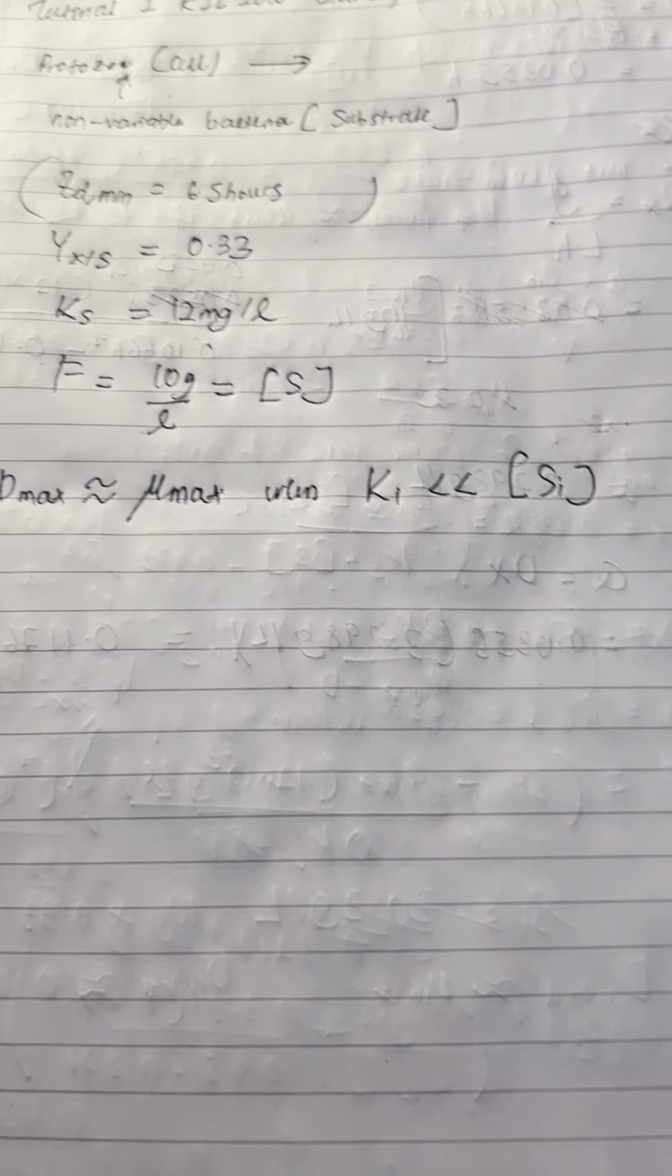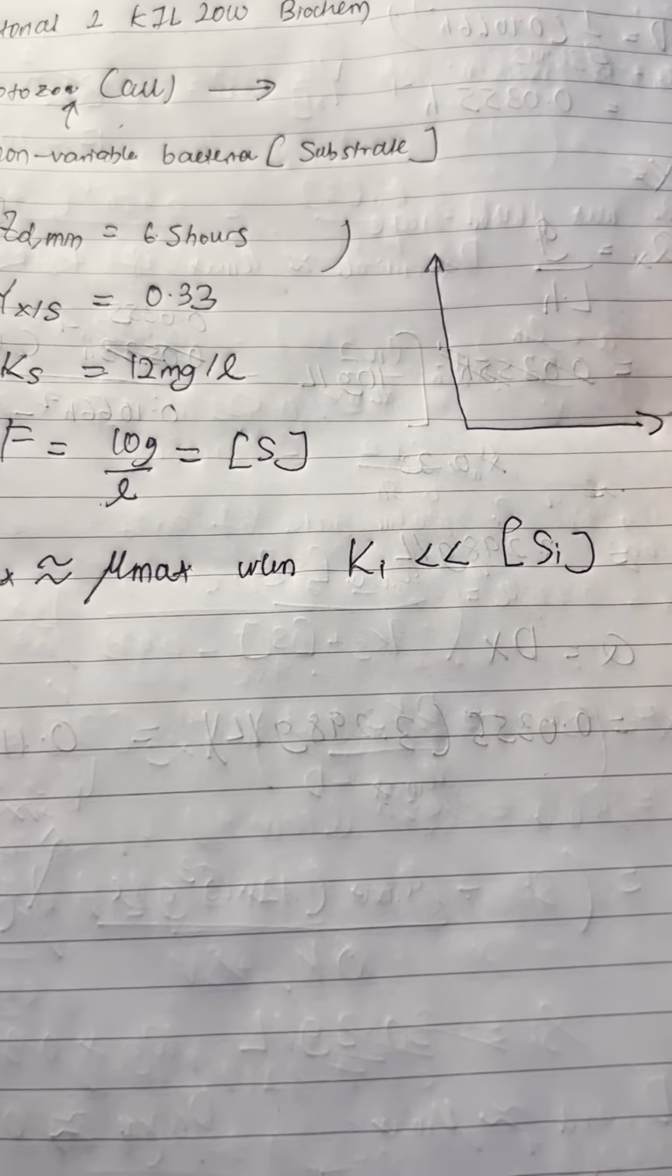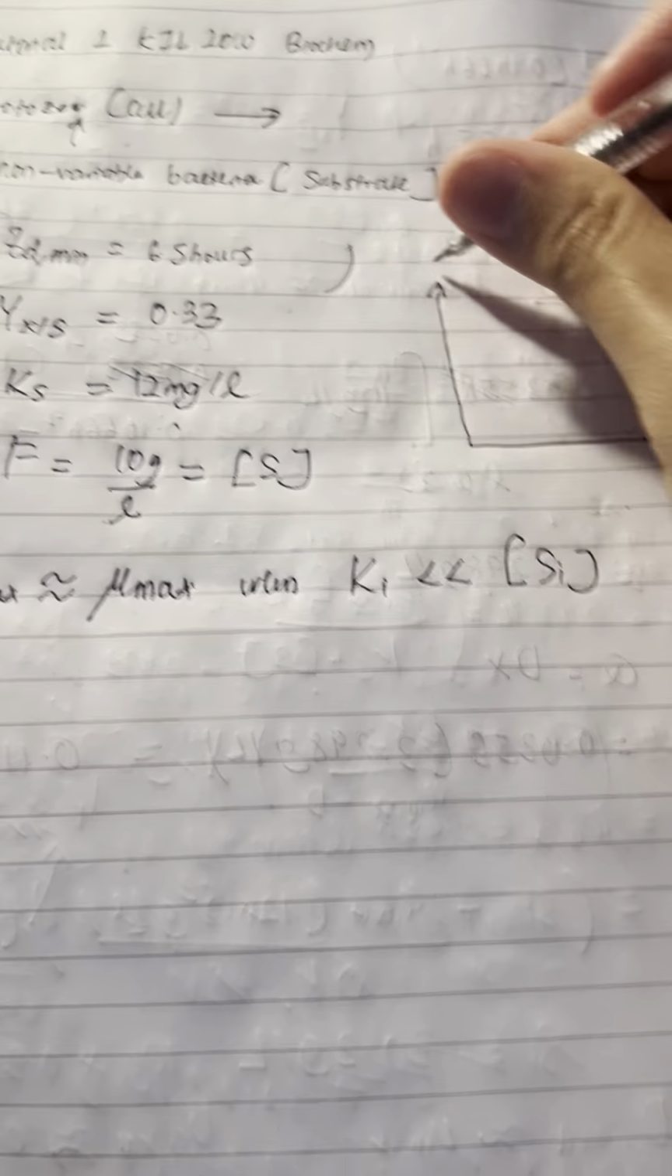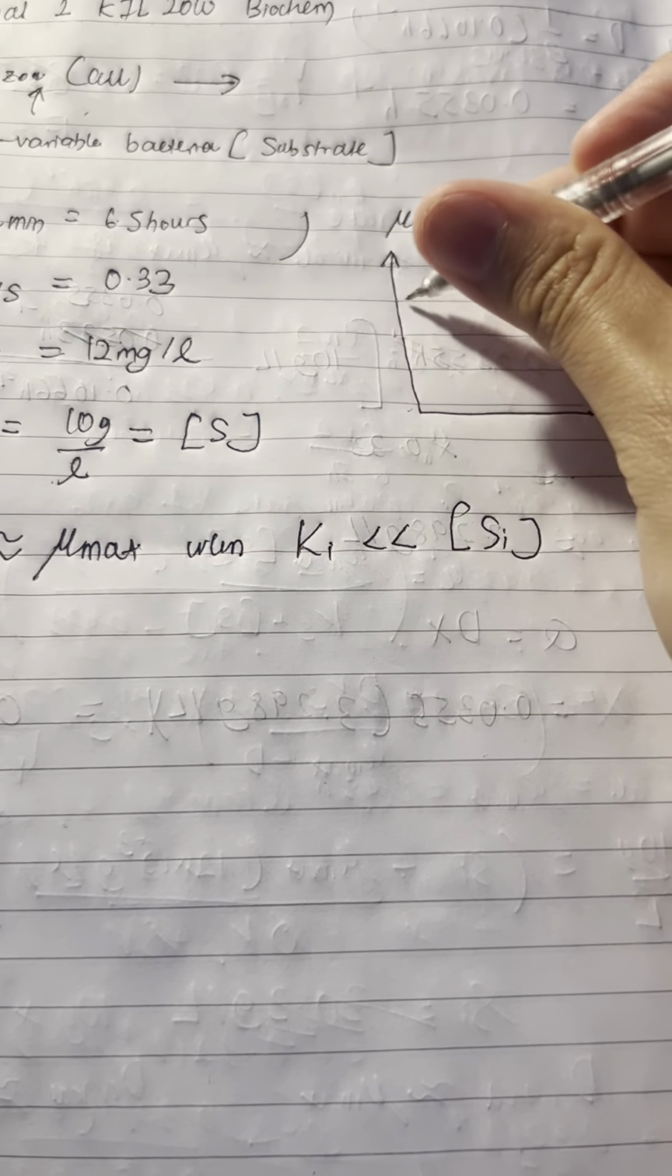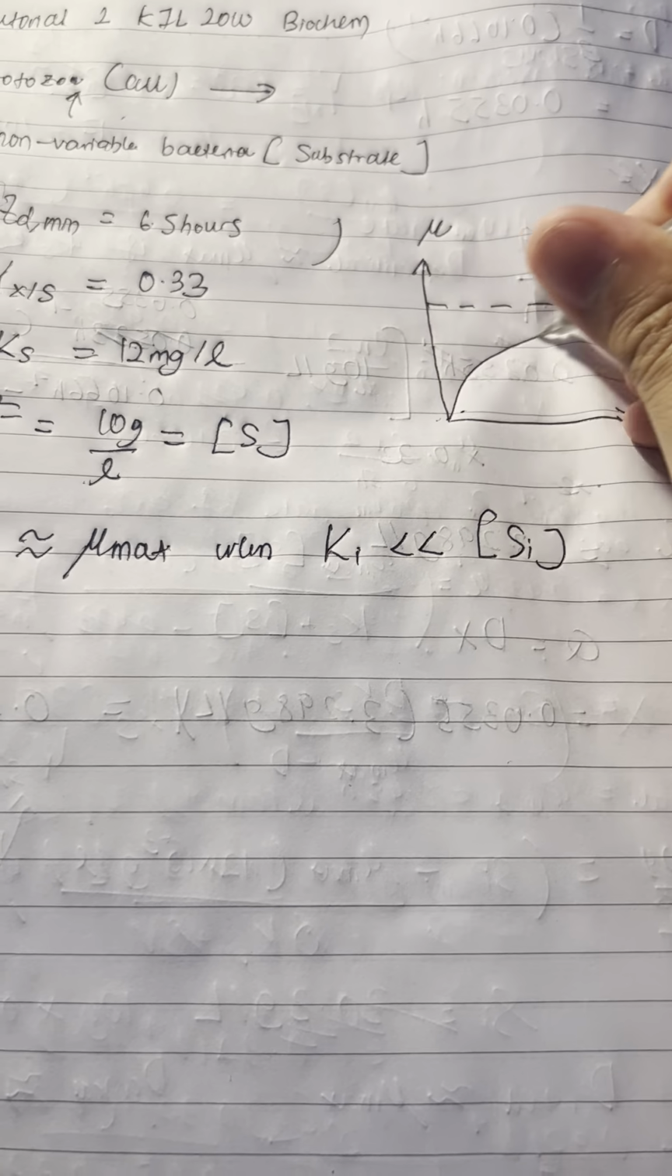For example, just sketch this, and this is the mu. Don't forget the asymptote here. Sorry, it's a bit not nice, but it's okay. This is Ks equal to S, where mu is half of mu max, and this is mu max. So this is an example of the drawing.